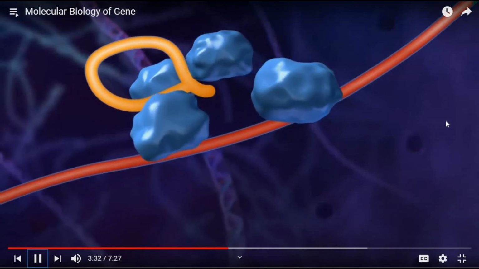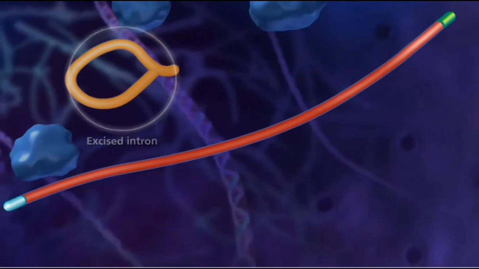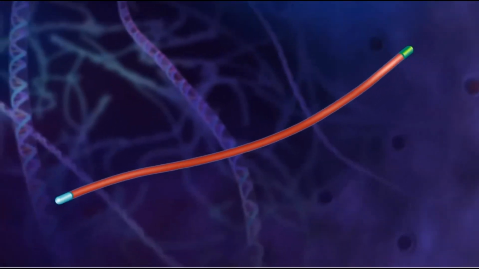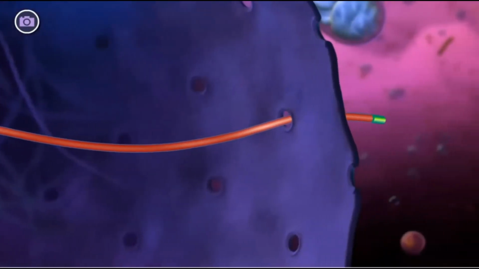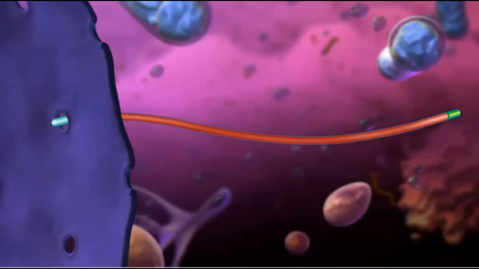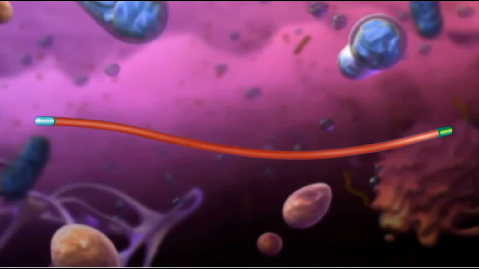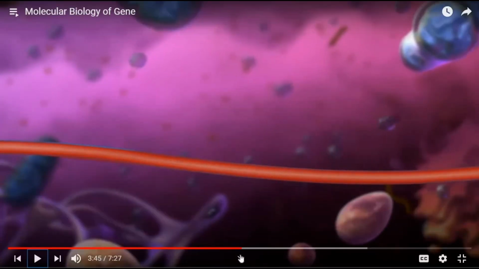This complex removes the intron segments and joins the adjacent exons to produce a mature messenger RNA strand that can leave the nucleus through a nuclear pore and enter the cytoplasm to begin translation. Okay, so kat sini kita akan lihat bahawa selepas proses RNA processing, mRNA yang terhasil tu akan jadi mature dan dia boleh keluar daripada nukleus masuk ke dalam cytoplasm untuk proses translation.